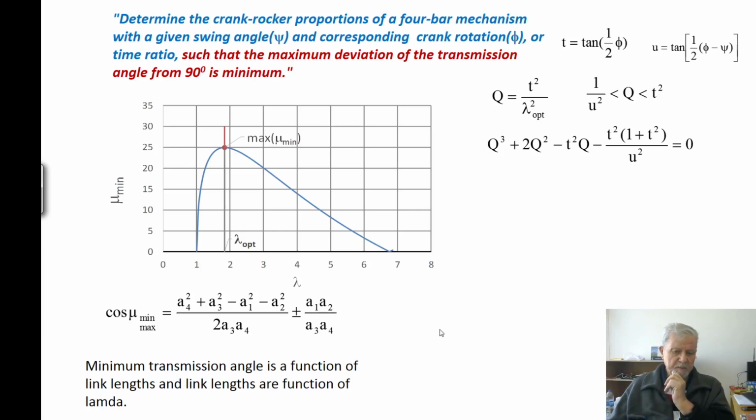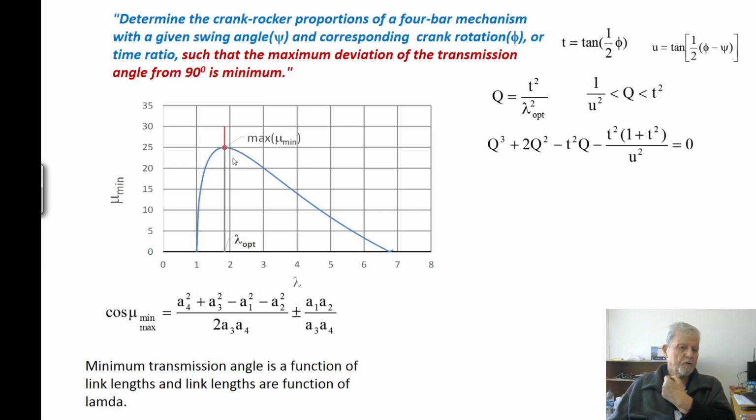Now, the minimum and maximum transmission angle for a crank rocker mechanism is given by this equation. We have cosine, remember, and if you plot it, given theta 0 and pi, you end up with this equation. Now, what you can do is select a lambda value, and using that lambda value, determine the link lengths. Once you determine the link lengths, plug them into this equation to determine mu max. And plot for several lambda values, you obtain a curve like this.